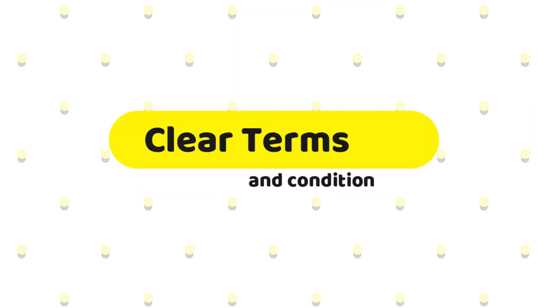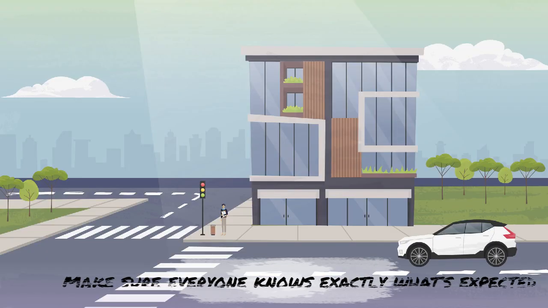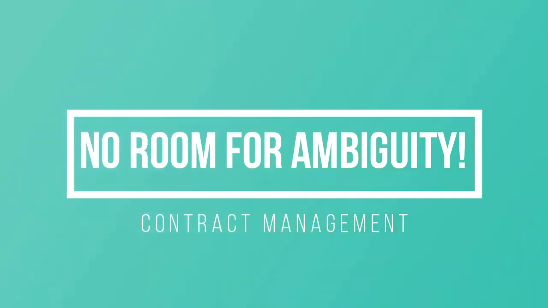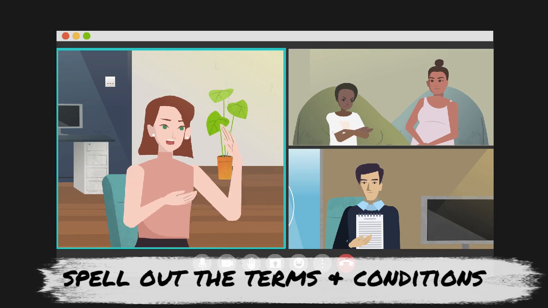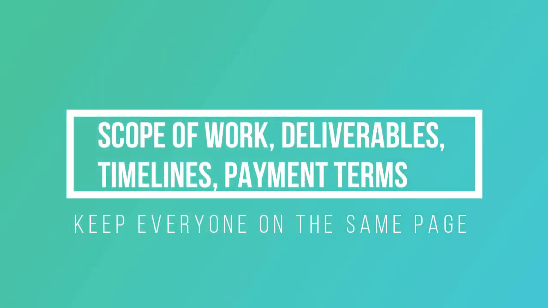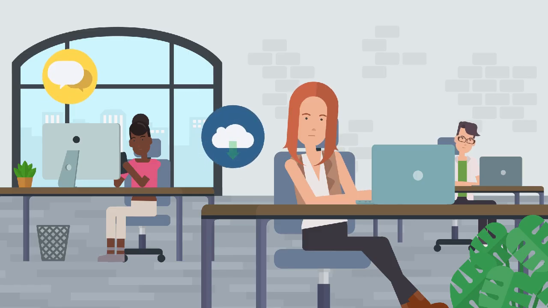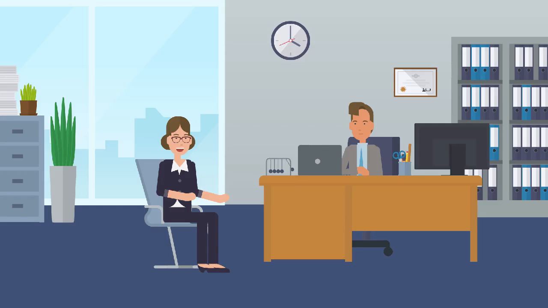Number 1. Clear terms and conditions. Seriously, this is the foundation of a good contract. Imagine you are building a house and you never want shaky ground, right? Define every detail upfront to avoid confusion later. No room for ambiguity. Make sure everyone knows exactly what is expected. This way, there is no room for misunderstanding or dispute at a later stage of your project. Spell out the scope of work, deliverables, timelines, payment terms, and any other critical aspects required to complete the work. The more precise you are, the smoother things will go. Clear terms will keep everyone on the same page and reduce the chance of conflict.